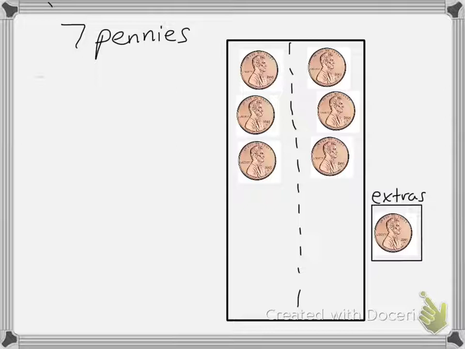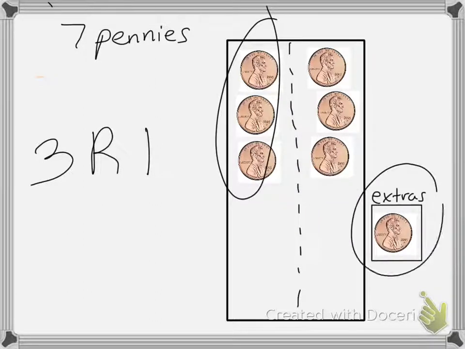So I would write this as 3 with a capital R remainder 1, because there's 3 in each group and I have 1 extra.